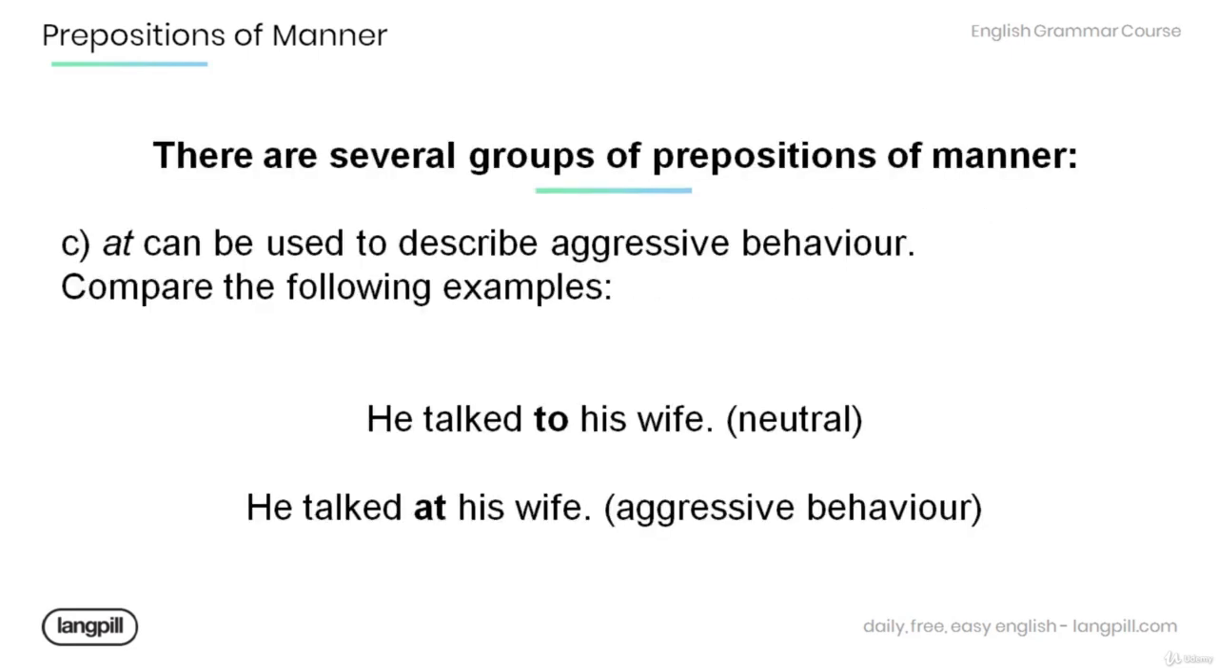C, at. At can be used to describe aggressive behavior. Now, compare the following examples. He talked to his wife. He talked at his wife. Note that the first sentence has a neutral behavior, and in the second sentence, the preposition of manner "at" describes an aggressive behavior.